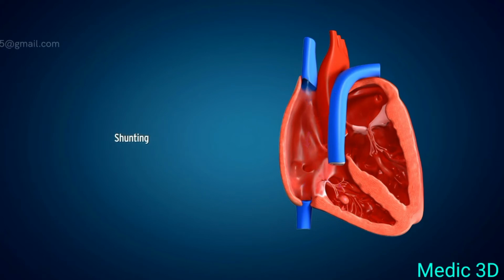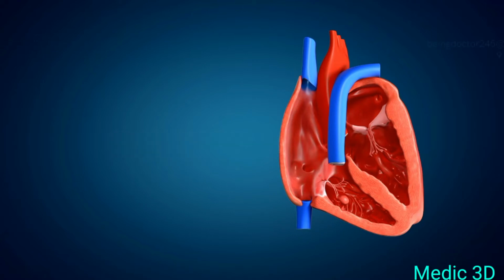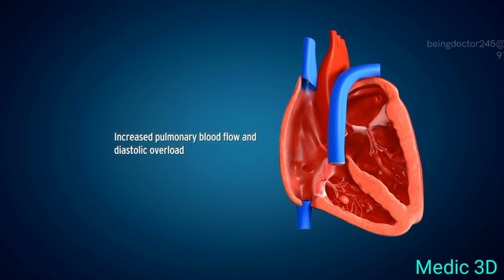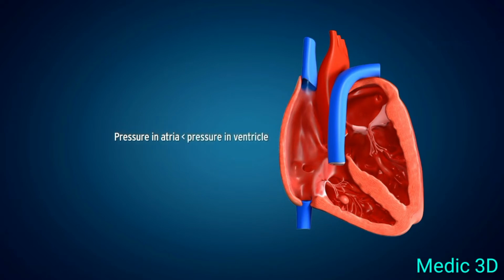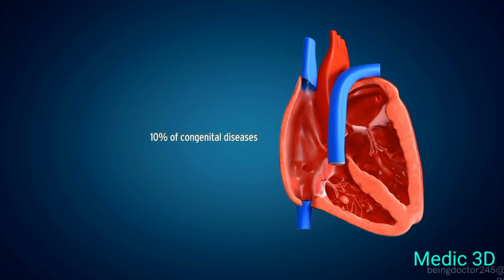Shunting across the interatrial septum occurs during late ventricular systole and early diastole and results in increased pulmonary blood flow and diastolic overload of the right ventricle. Atria possess low pressure compared to ventricles, and hence the lesion is typically asymptomatic during infancy and childhood and is detected in adulthood. Atrial septal defects comprise about 10% of congenital diseases.